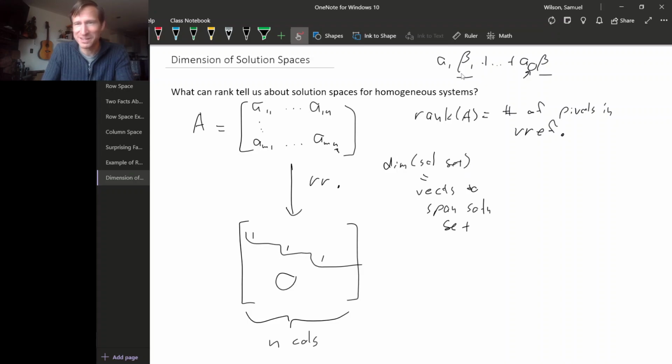Because we know we can make the vectors spanning the solution set linearly independent. So how many vectors do we need to span the solution set? Well, it's just the number of free variables. The way that we parameterize solution sets for homogeneous systems, we always have the same number of linearly independent vectors as we do free variables. So the number of vectors we need to span the solution set is just the number of free variables.